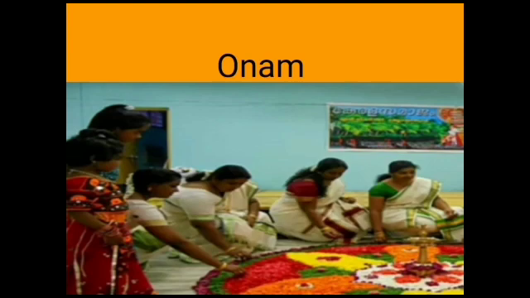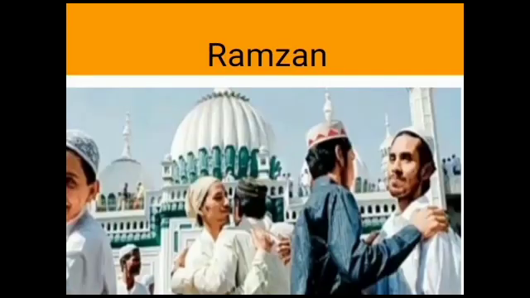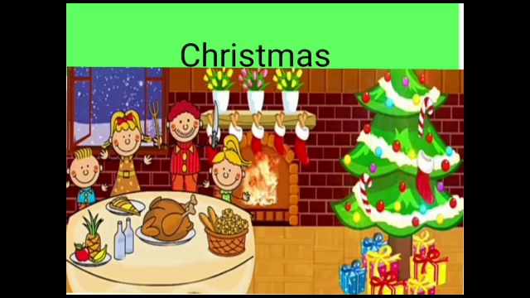The next one is the Onam festival. It is celebrated in Kerala. They also invite their relatives and celebrate it happily. The next one is Ramzan. It is a Muslim festival. It is celebrated by the Muslims. They also gather together and celebrate happily with their family members. This is the Christmas festival. It is celebrated by the Christians. They wear new clothes. They eat sweets. They also enjoy with their family members.